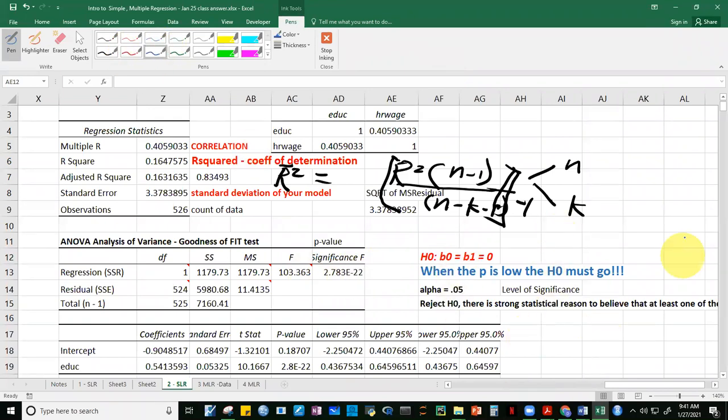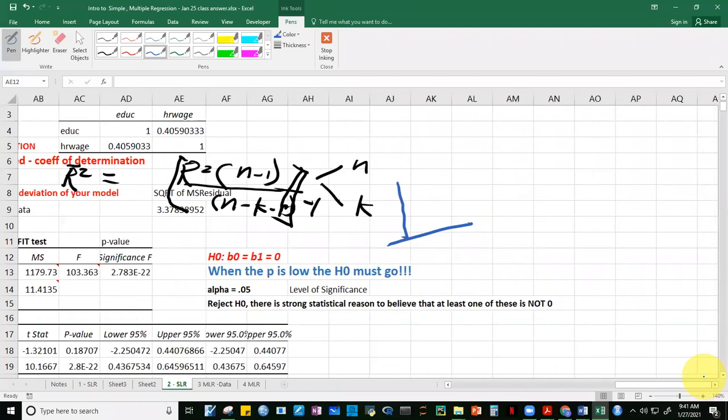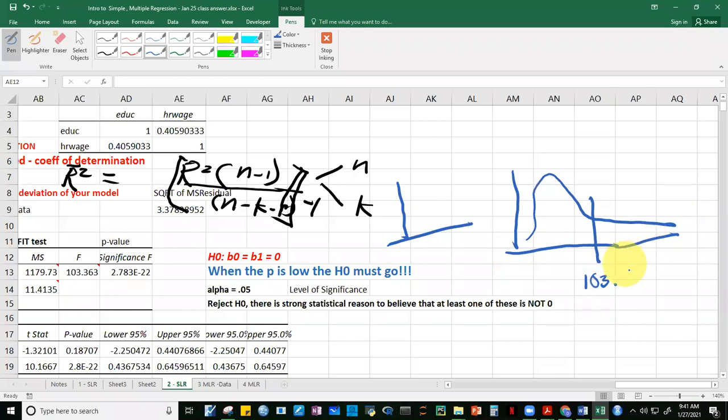Okay, if you recall guys from your earlier statistics, the F distribution. Parang may problema yung digital pen ko. Hindi siya nag-exact. Okay, so we have this plot, no? This is how your F distribution looks like. Yung tail niya andito sa kanan. And then you have your F-stat, 103.363.